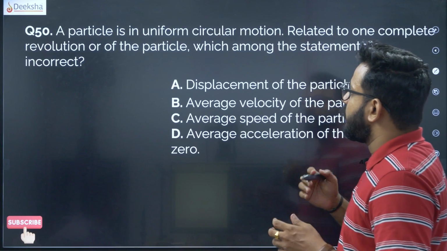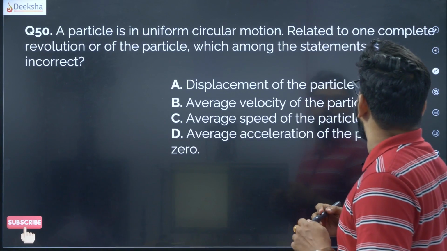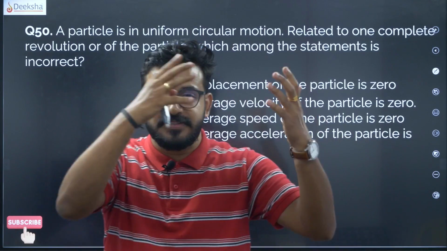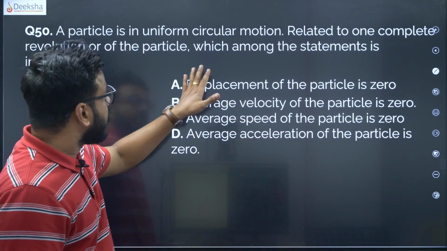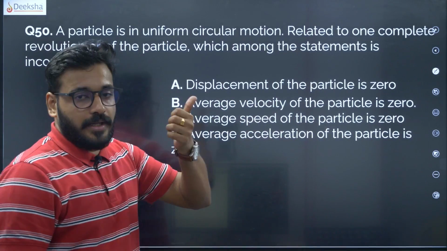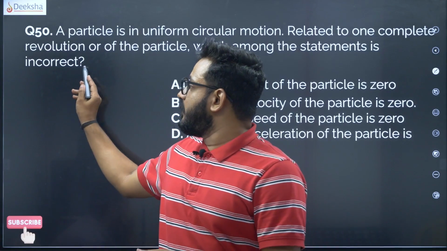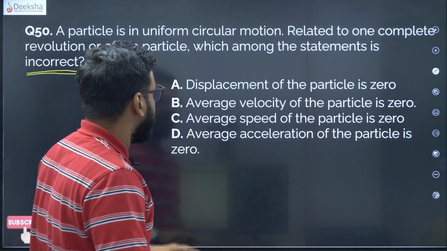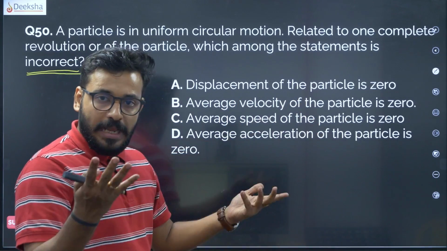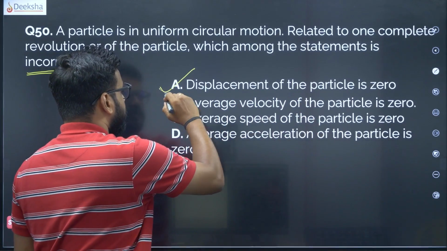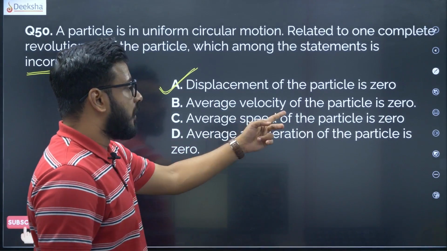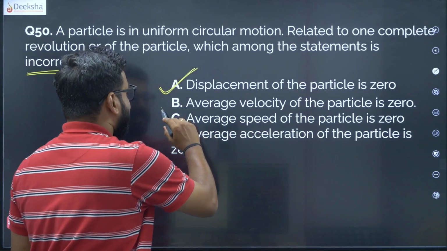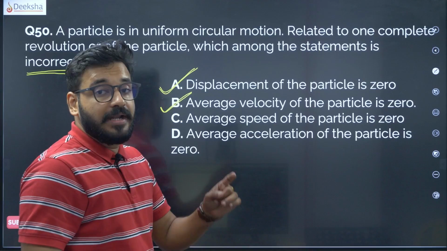A particle is in uniform circular motion, related to one complete revolution of the particle. Which among the statements is incorrect? Very important: they are asking for the wrong statement. Now let's analyze the statements one by one. Displacement of the particle is 0. Absolutely, it comes back to the same starting position, so displacement is 0. Average velocity of the particle is 0. Correct, because it has exactly opposite directions at opposite ends. Average speed of the particle is 0.